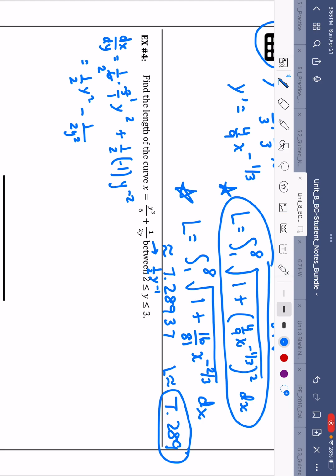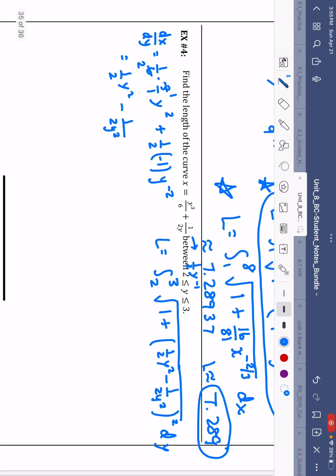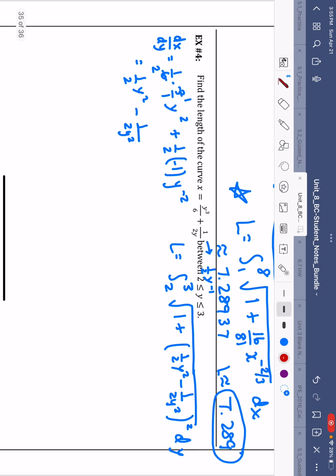So now when I use my formula, I'm saying the length along the curve is the integral from 2 to 3 of the square root of 1 plus, and then we put our 1/2 y squared minus 1 over 2y squared dy. So over to the side, I'm going to go ahead and calculate that: 1/2 y squared minus 1 over 2y squared times itself.